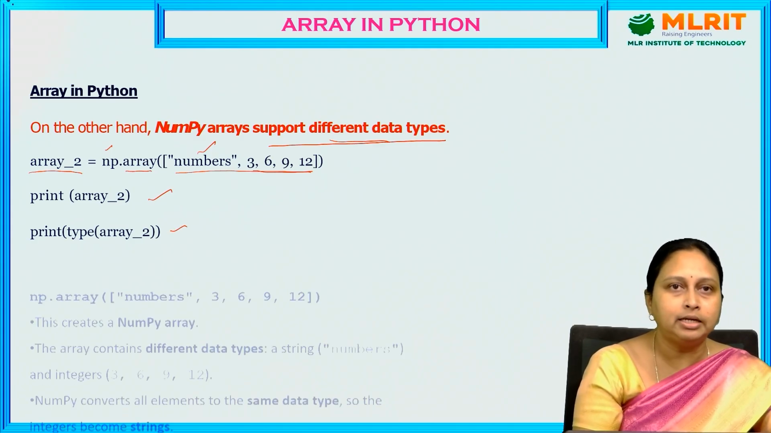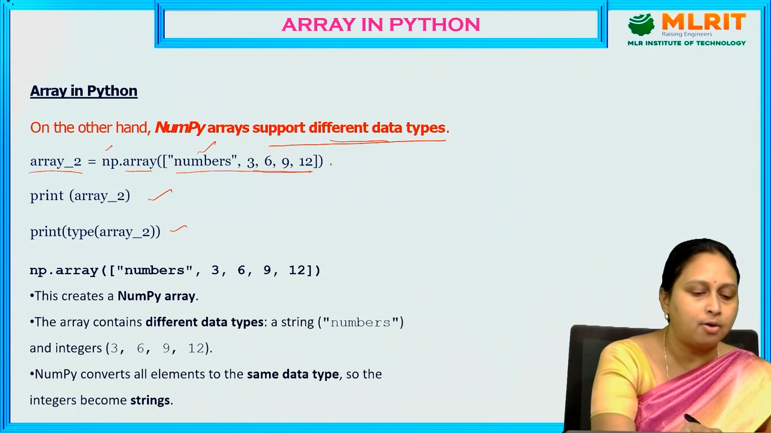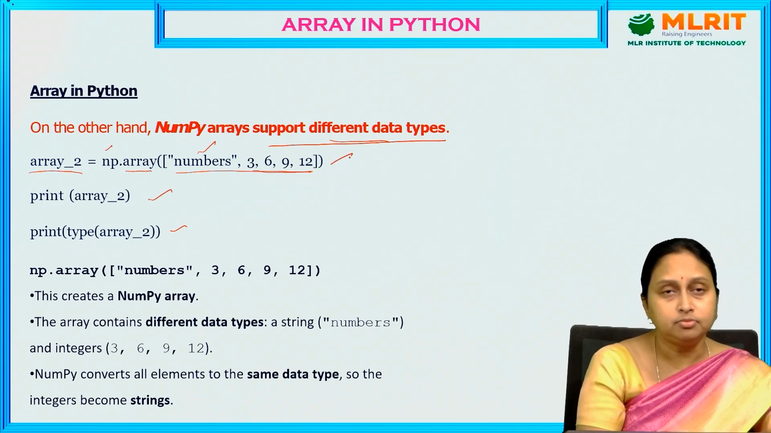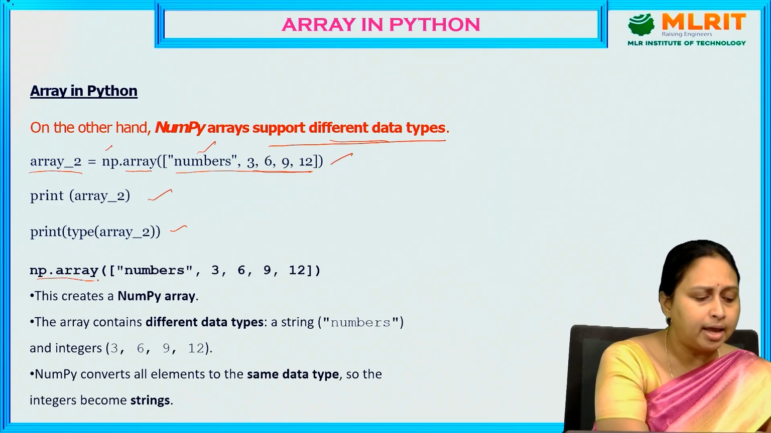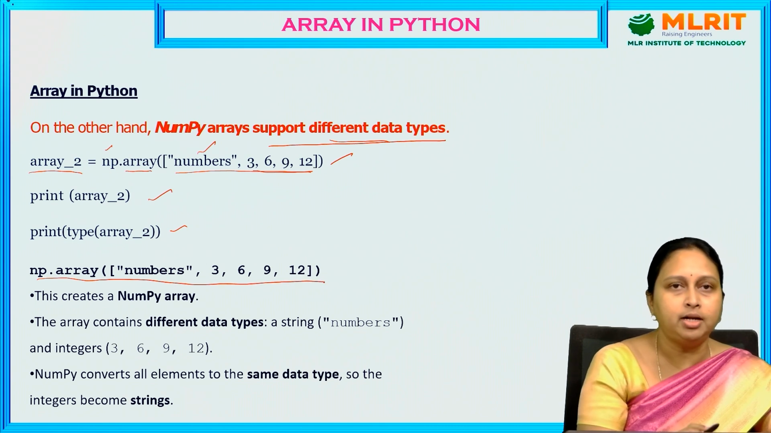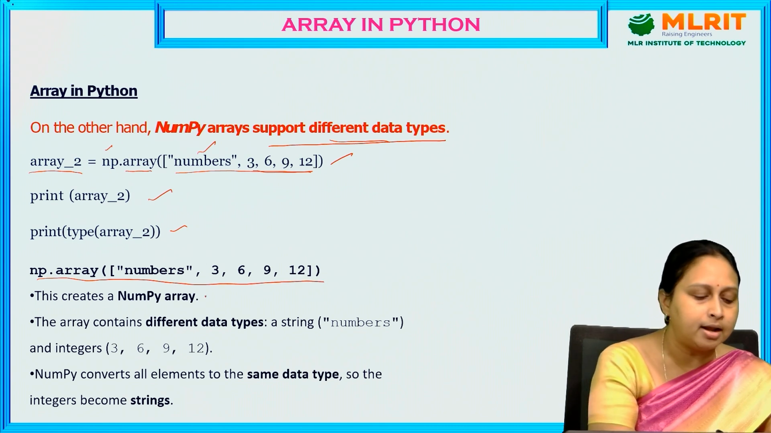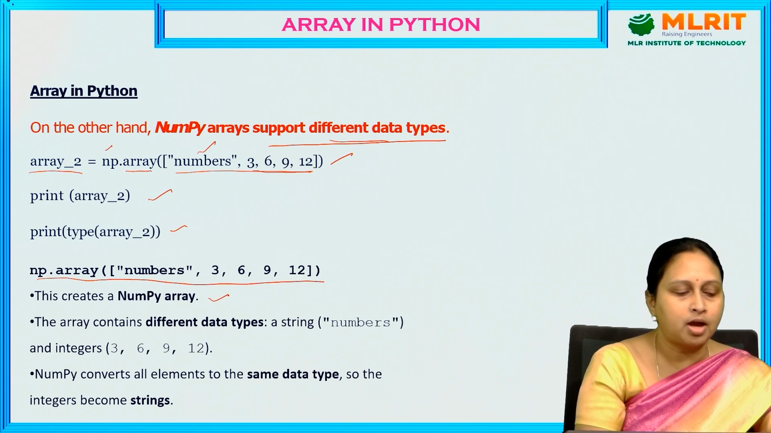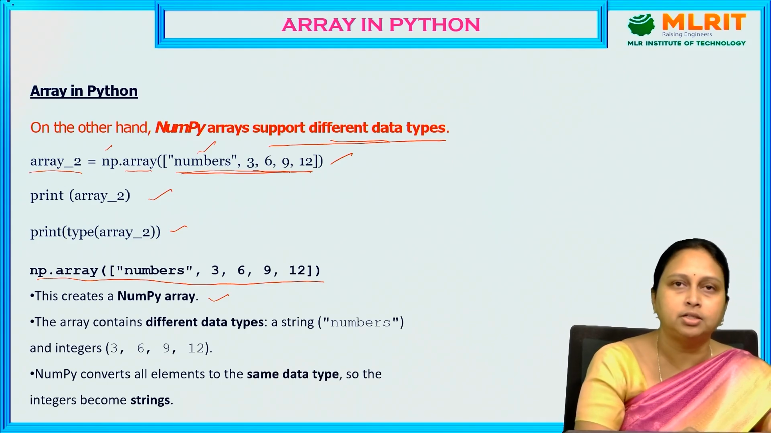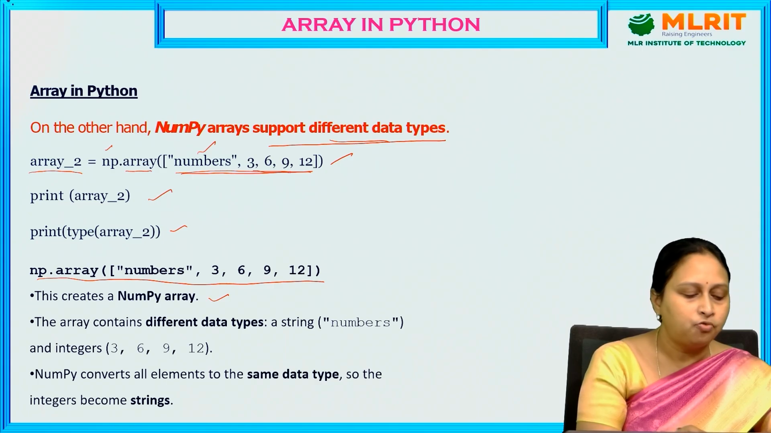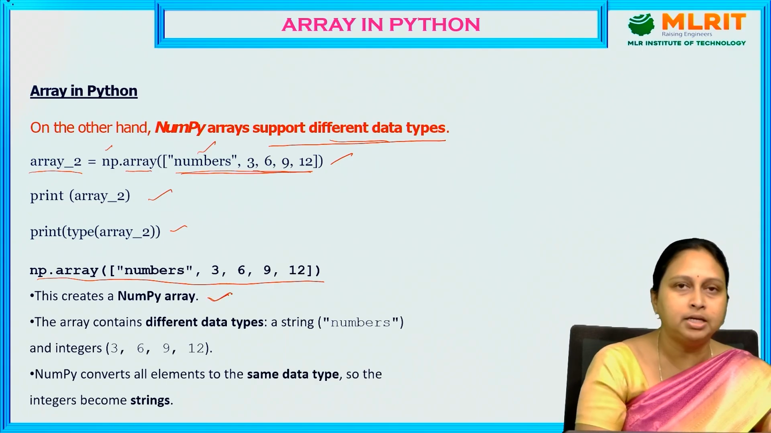Let us see in detail about the statement which we have been represented here. Here np.array, this statement is going to create a NumPy array. When you are giving np.array of the list, that is the array which has been created, for that, a NumPy array will be created.